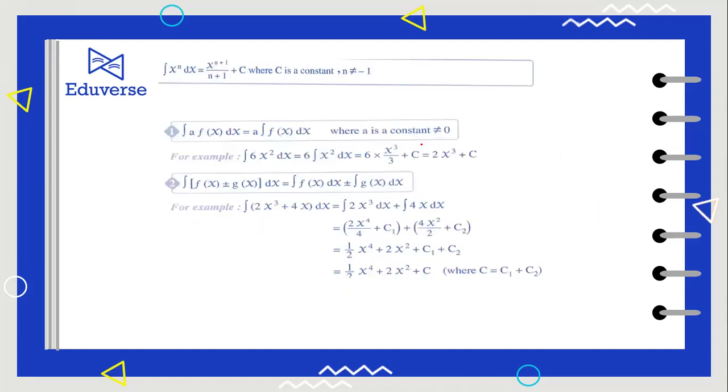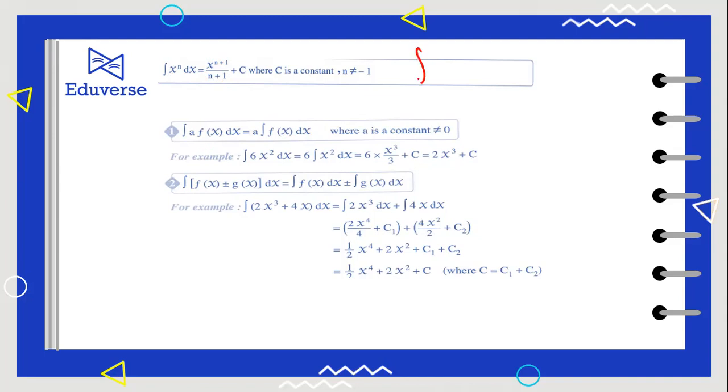Integration of any function. Integration is the inverse operation of derivative. If I want the integral of x power n dx, it equals what? Adding 1 to the power, and then dividing by the new one.